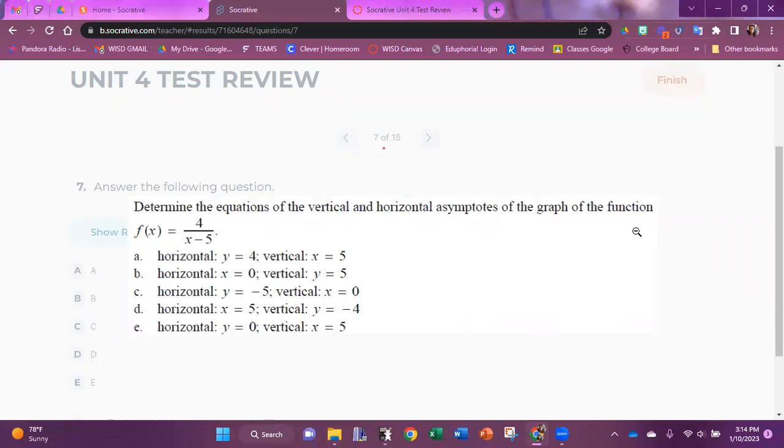Vertical and horizontal asymptotes. Where art thou? How do we know where the horizontal is? We pay attention to the. How do you know where your horizontal is? Yeah, I narrowed that down for you.